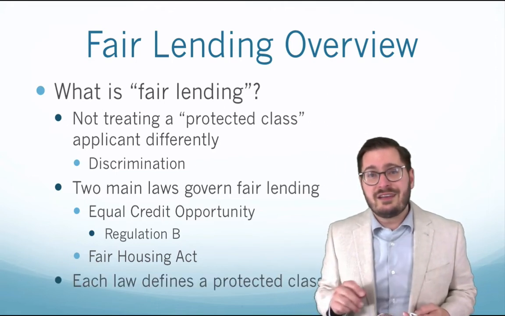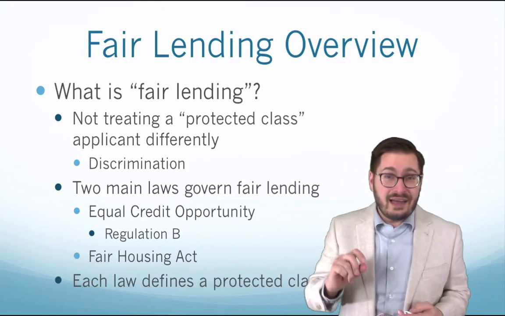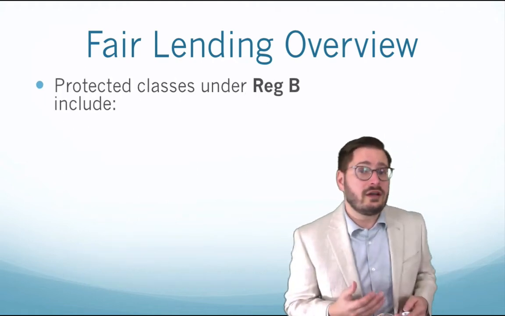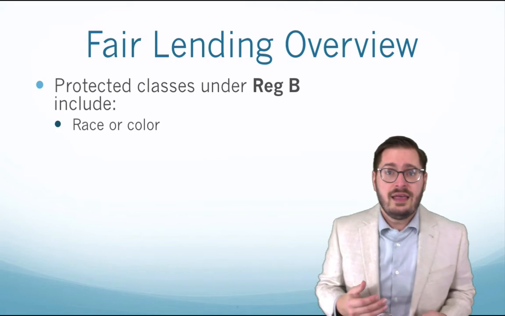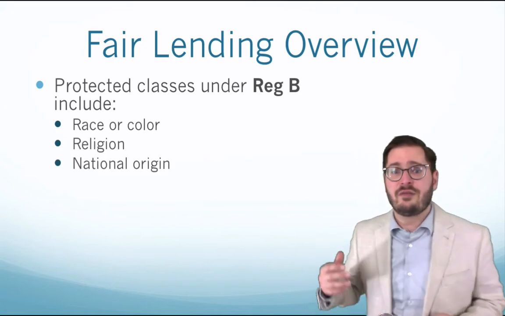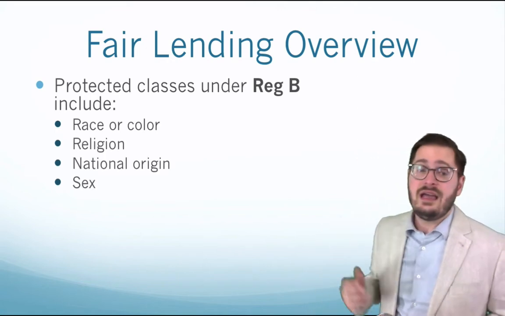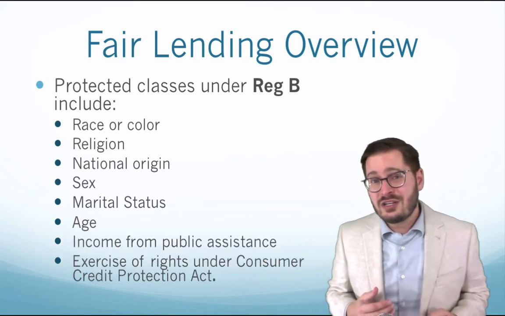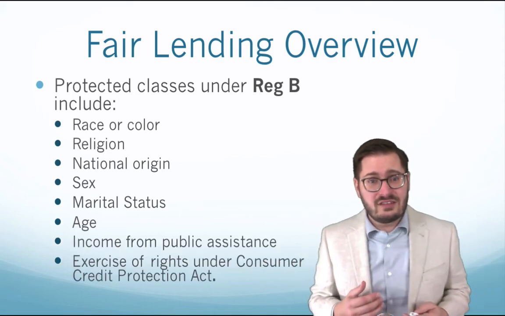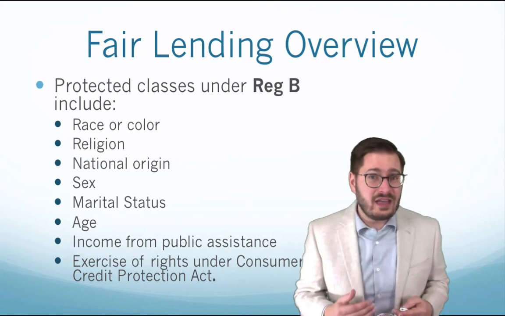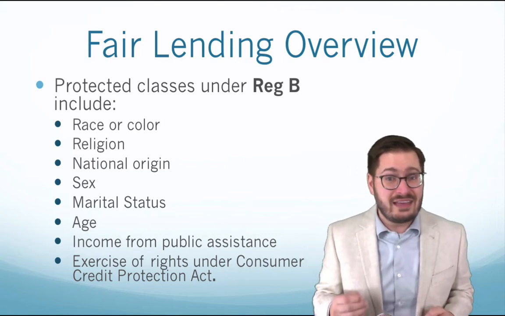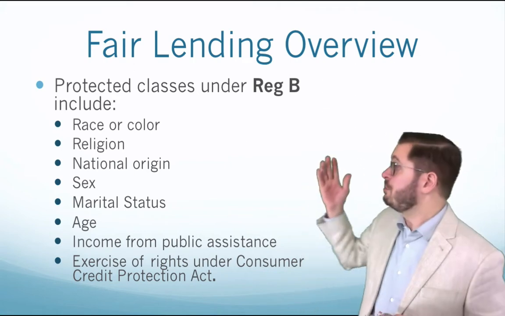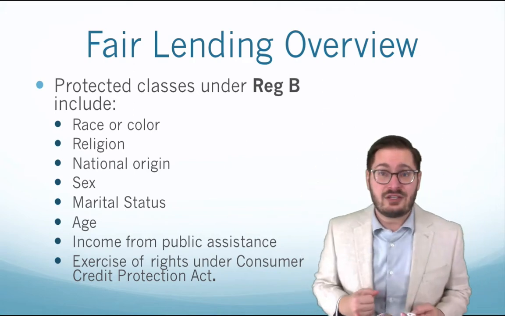It's interesting because each of these laws define a protected class slightly differently. Now, under the Equal Credit Opportunity Act and Regulation B, they define a protected class as race or color, religion, national origin, sex, marital status, age, income from public assistance, or when somebody exercises their rights in good faith under the Consumer Credit Protection Act. So these are the protected classes under Regulation B.